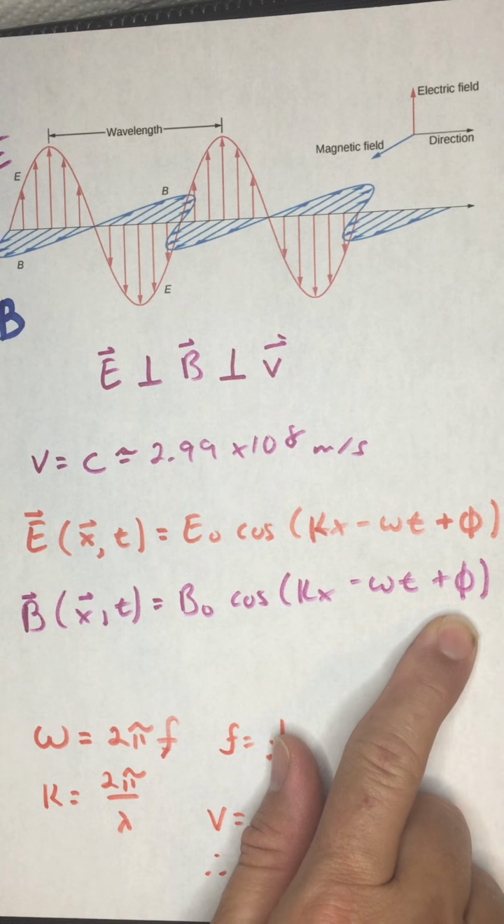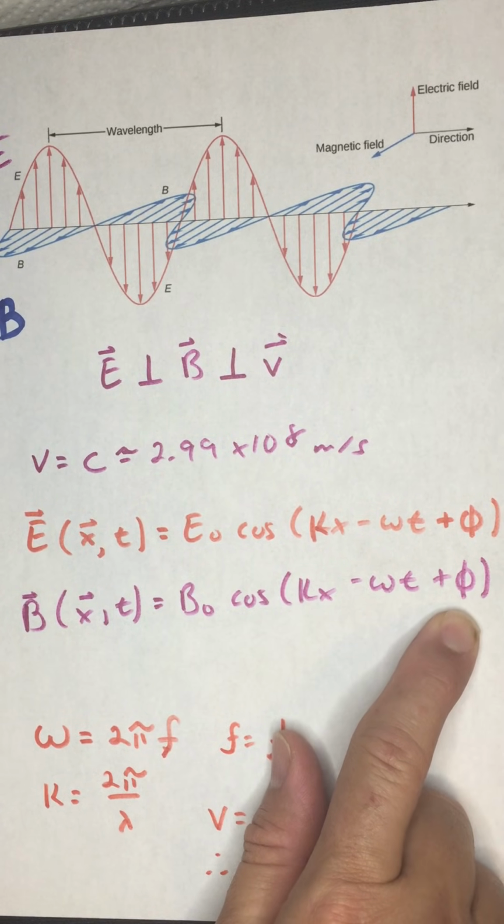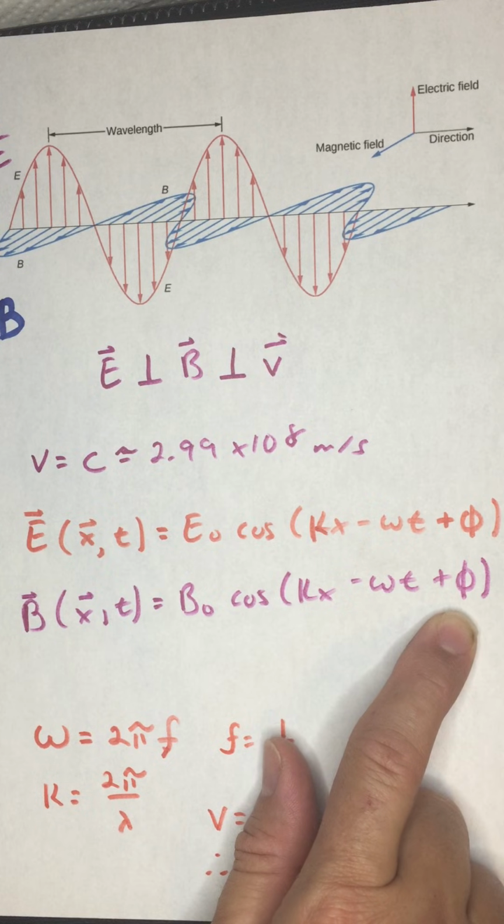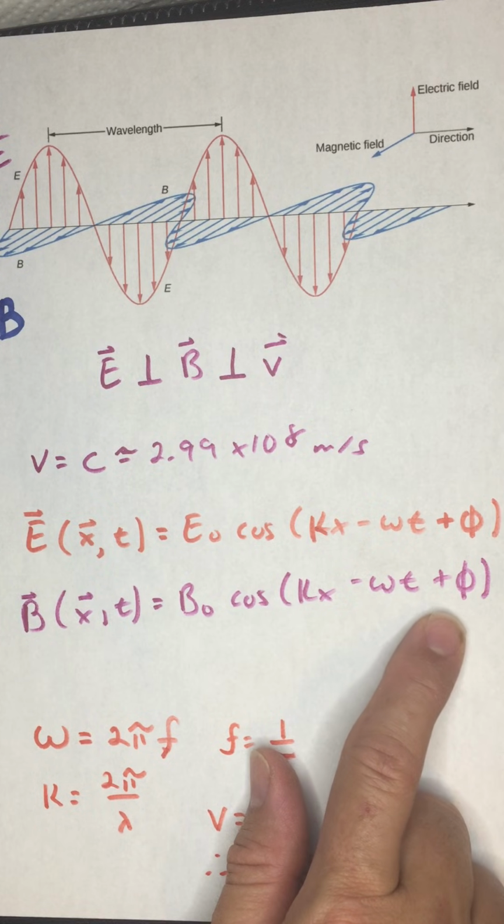I forgot to talk about phi. Phi is the phase angle. This basically enables you to start your stopwatch anywhere without having to set it equal to 0.